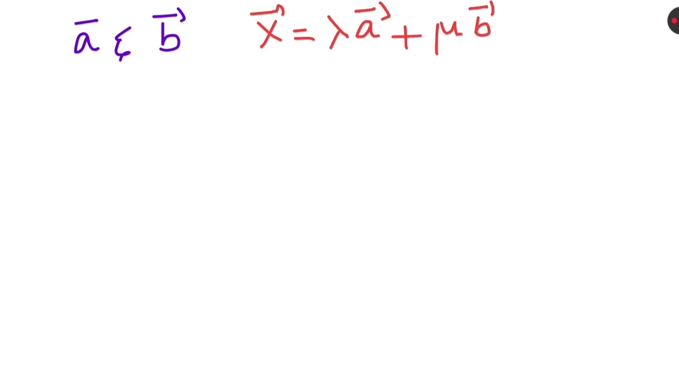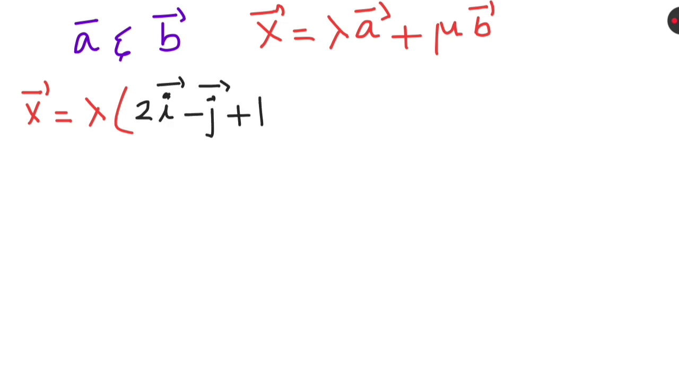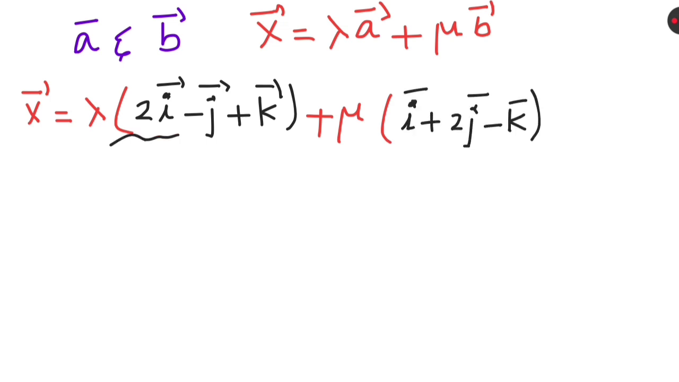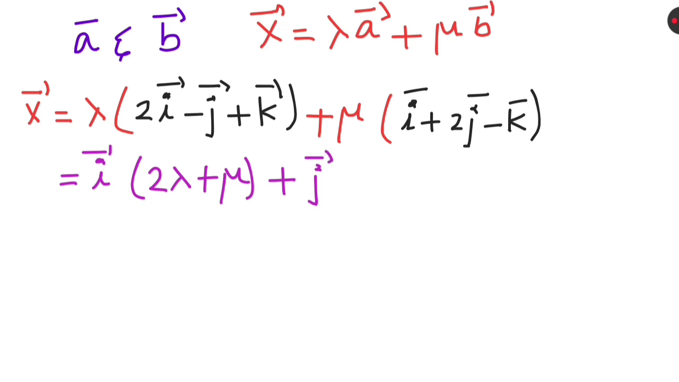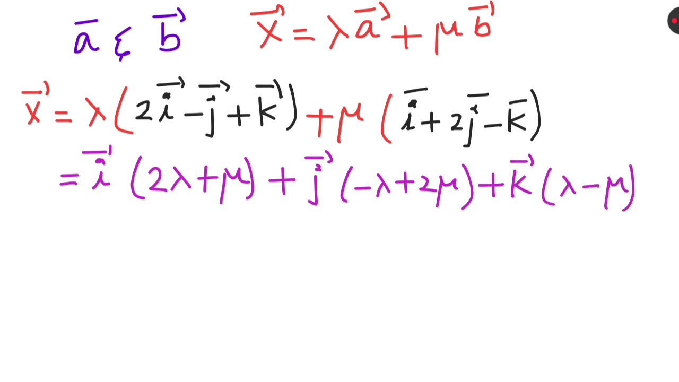Now we know a and b, isn't it? So let's write a and b here. So x bar equal to lambda times, what is a? 2i minus j plus k, plus mu into, what is b? i plus 2j minus k. We have an i and here we have an i. So if we take i as common, then we are going to be left with 2 lambda plus mu. If we take j as common, then we are left with minus lambda plus 2 mu. If we take k as common, then we are going to get lambda minus mu. So this is the x vector.